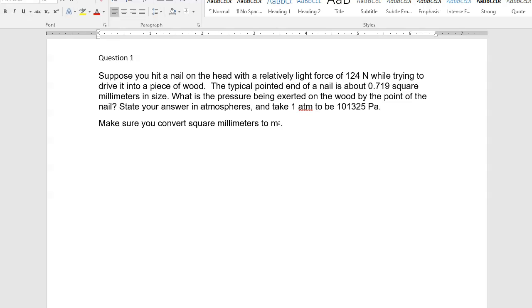In problem one, we have a nail. We're going to hit it with a hammer with a relatively light force of 124 newtons, and we're going to try and drive it into a piece of wood. Now, the end point of the nail is 0.719 square millimeters in size. We're going to have to convert that to square meters. So the question is, what is the pressure on the wood at the point of the nail?